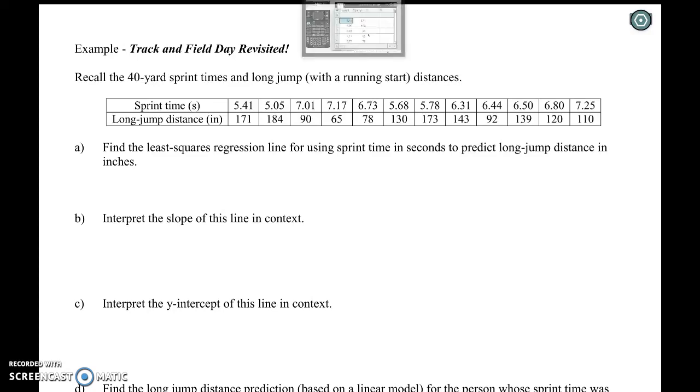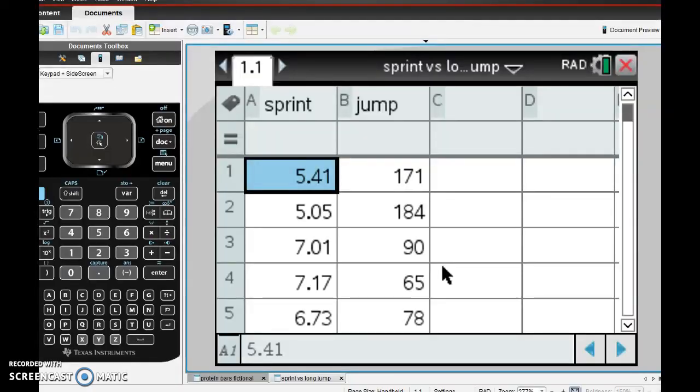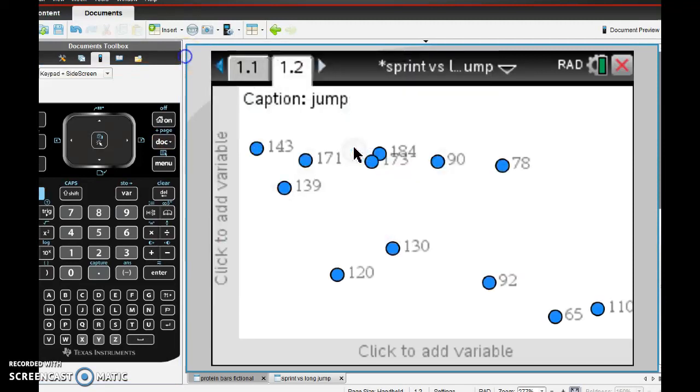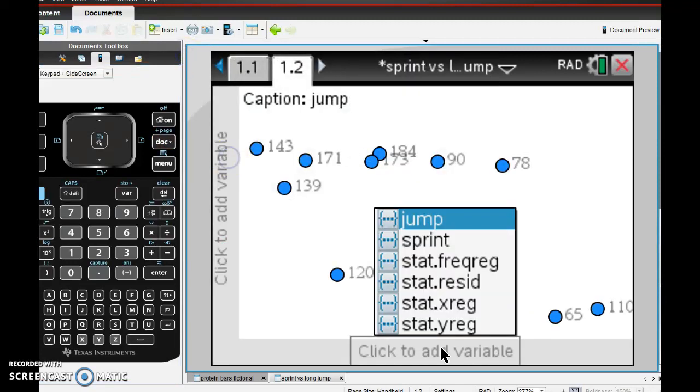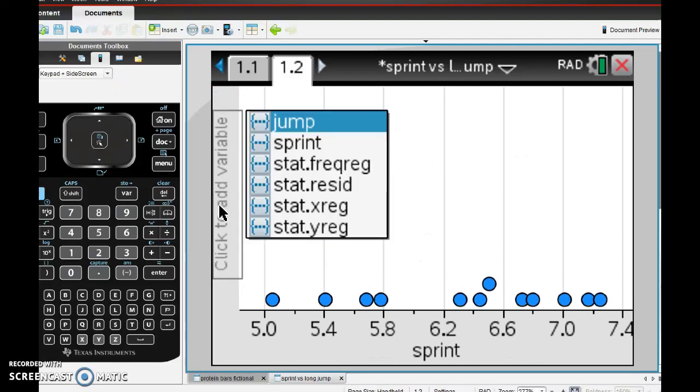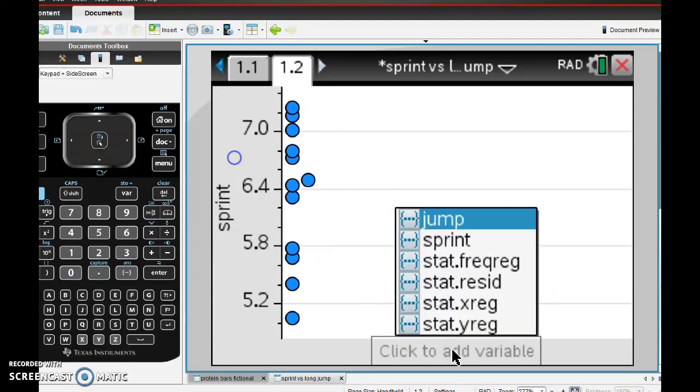You guys really know how to do this. I think you've done this in several different classes before. And we had to do it when we calculated the correlation coefficient earlier. So to do this, let's open up a scatter plot. I know there's a way to do the regression line without looking at the scatter plot, but to be honest, you should never run a regression without looking at the scatter plot. So let's just run it from the scatter plot.